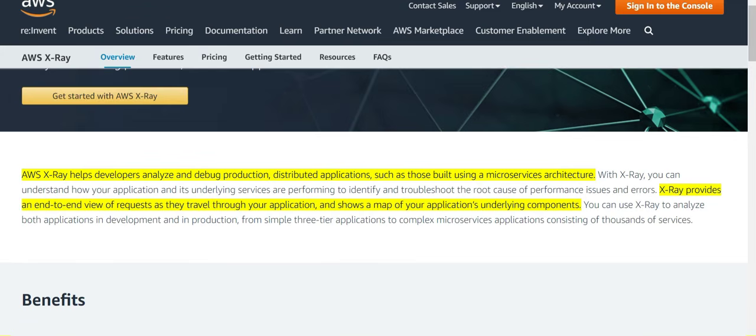So X-Ray is a distributed tracing system. It helps developers analyze and debug production distributed applications, such as those built using microservices architecture. It's a very different purpose.